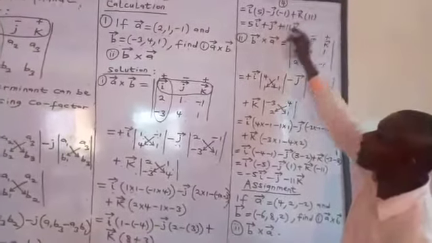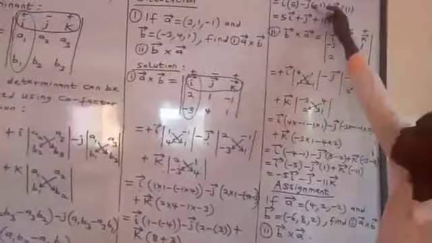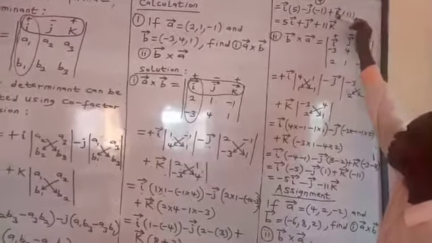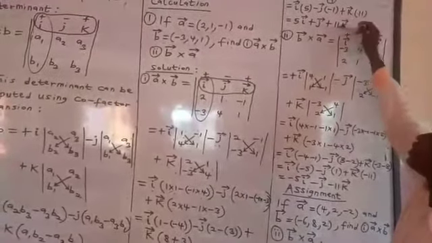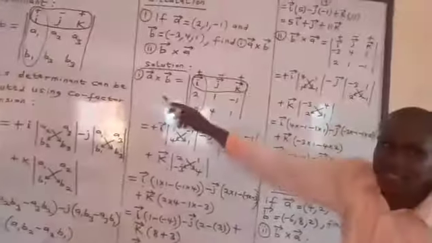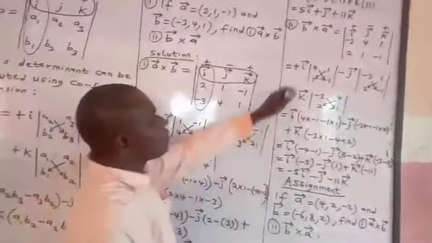You now open the bracket, i times 5, that will give us 5i plus, look at it, minus j times minus 1 to give us plus j. Then plus k times 11 to give us plus 11k. So this is the final answer for A times B. We'll now go over to B times A.